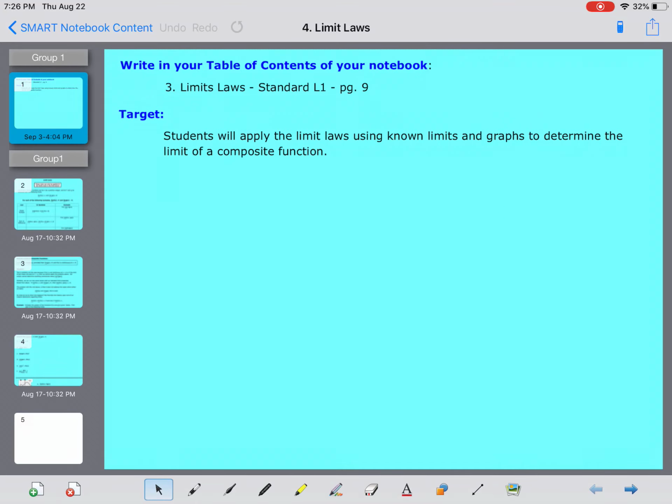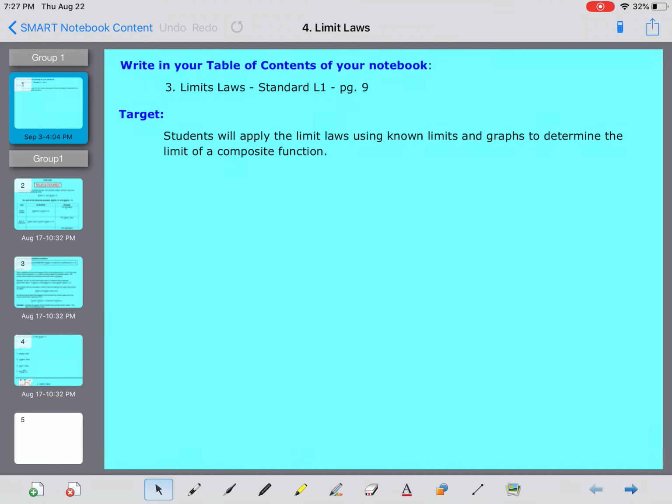This is your second video in the flipped classroom model that we're starting this year, okay? So in your table of contents, go ahead and get that down, that this is our third entry, limit laws. We're going to talk about the limit laws today. And this is standard L1, and this is your page 9 in your journal of the pages you already have.